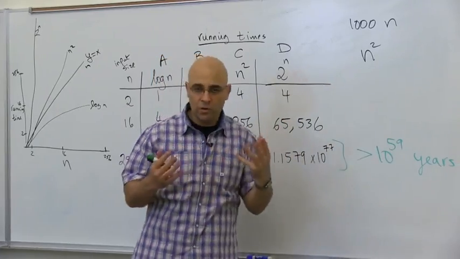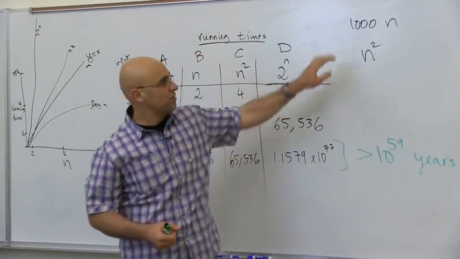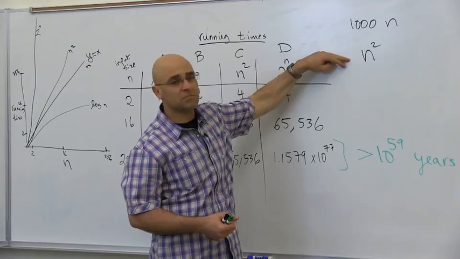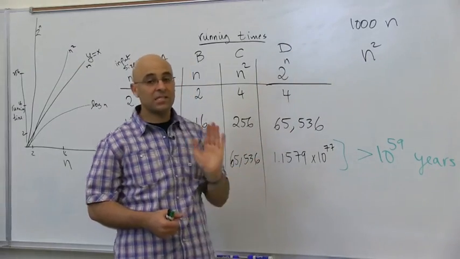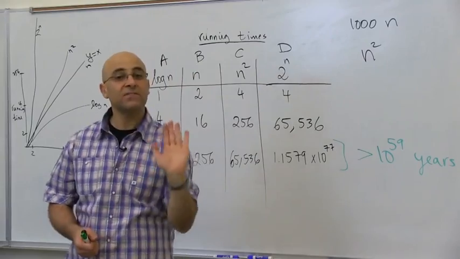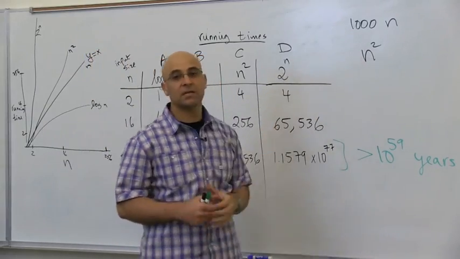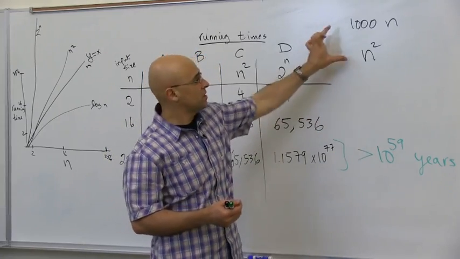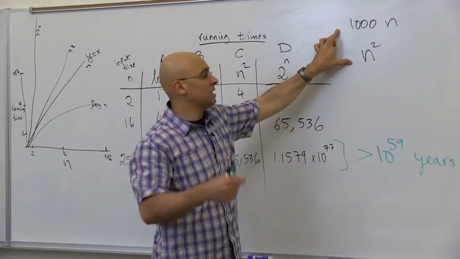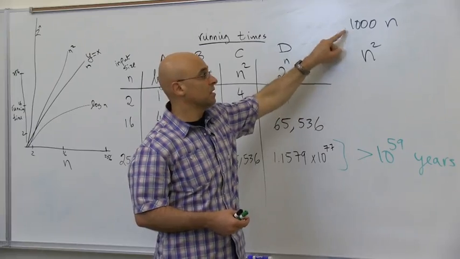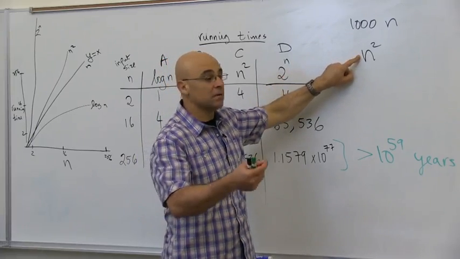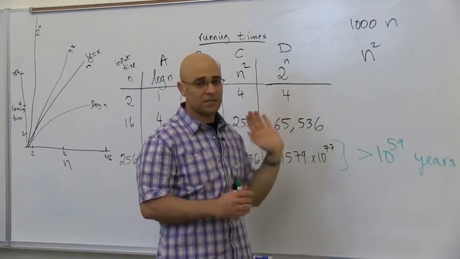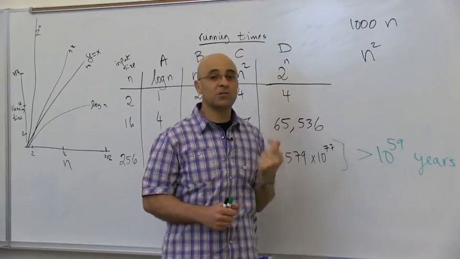How do I know that? If n is 1, of course, this function is bigger than this. If n is 2, this is bigger. If n is 3, this is bigger, 4 is bigger, and so on. At some point, I will get to a value of n after which n squared is going to be much bigger than n. That point is actually n equals 1000. When n equals 1000, these 2 are equal. But when n equals 1001, this becomes bigger. When n equals 1002, this becomes bigger, 1003 becomes bigger, and so on. So after n equals 1000, this one becomes the dominant one.